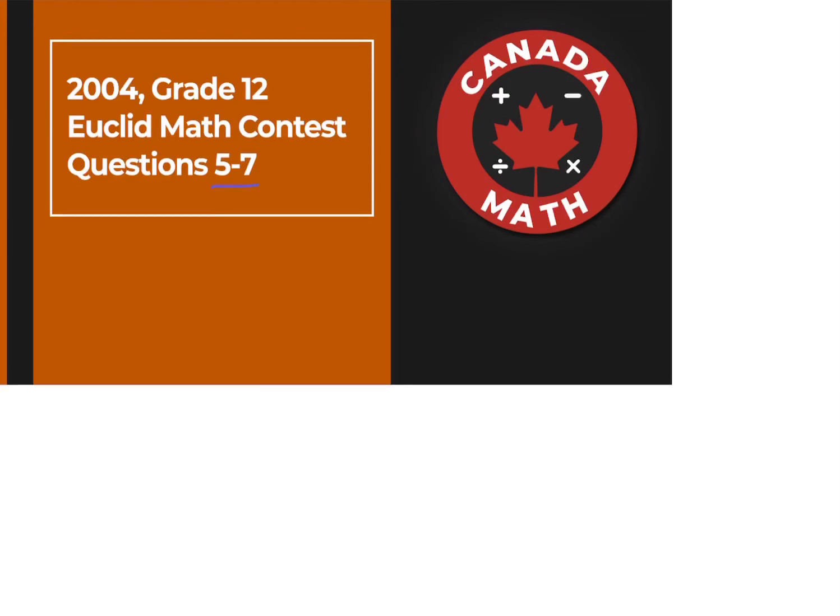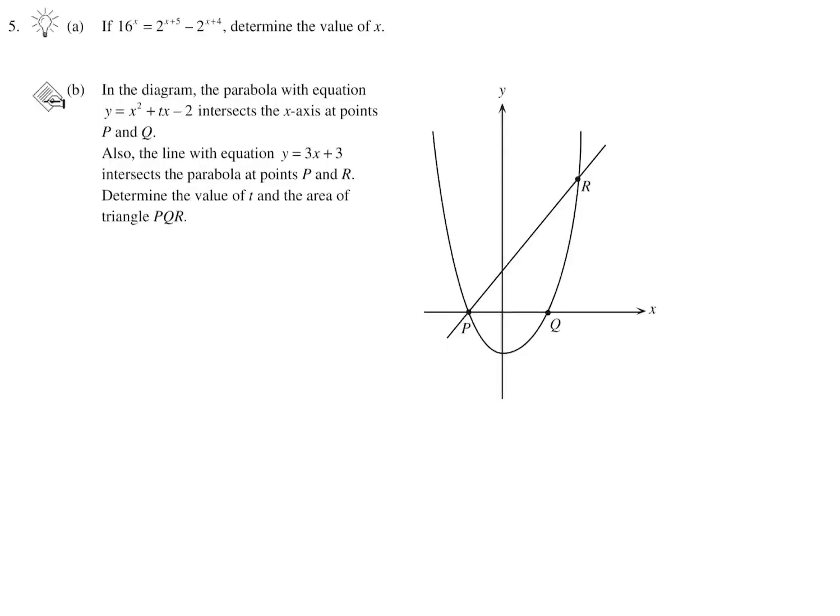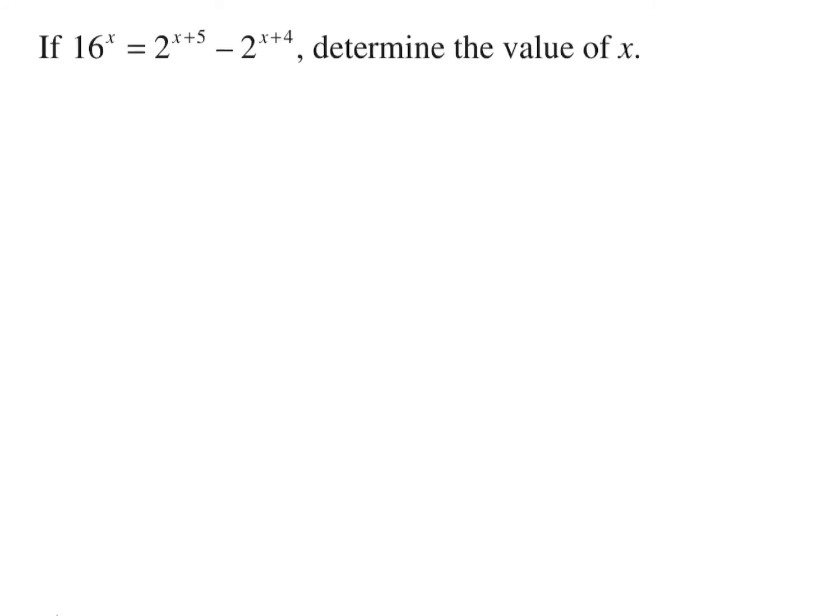Questions 5 through 7 on the 2004 grade 12 Euclid math contest. If 16 to the power of x is equal to 2 to the power of x plus 5 minus 2 to the power of x plus 4, determine the value of x. 16 to the power of x is equal to 2 to the power of x plus 5 minus 2 to the power of x plus 4.